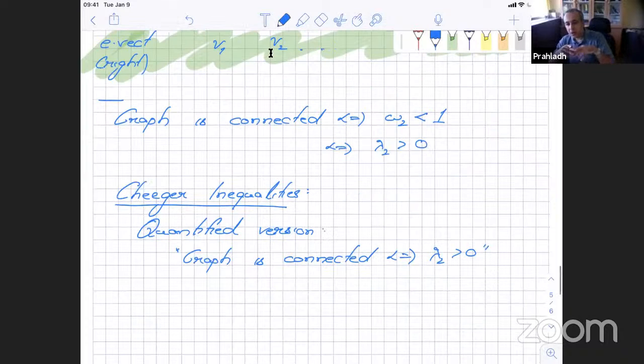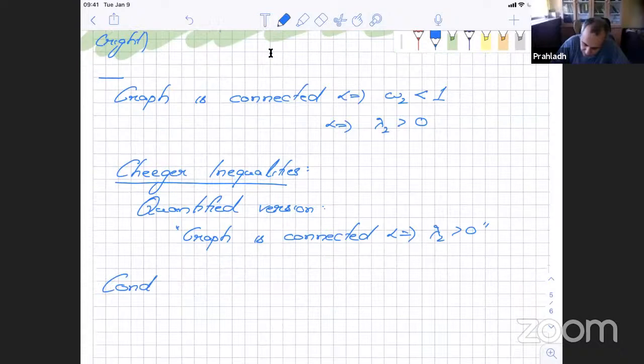So we're going to come up with a notion which captures connectedness. Connectedness was a Boolean property, a yes-no property: the graph is connected or not. What we are now going to come up with is a quantitative notion of how well the graph is connected. We're going to define what is called conductance. By the way, the name is once again inspired by electrical engineering. Conductance is a measure of how well the graph is connected.